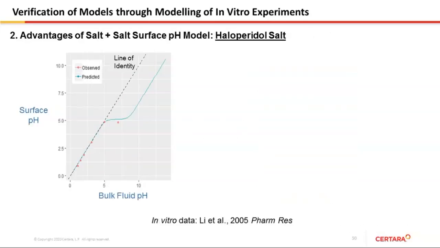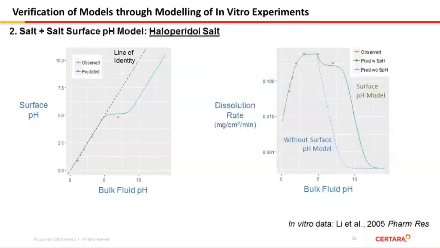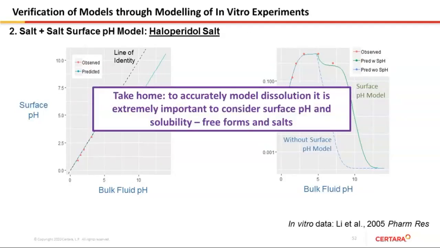In terms of salts itself, where we also have the surface pH model for the salt, you can see in this particular case deviation of the surface pH from bulk fluid pH above pH 5. When we apply this to dissolution modeling, you can again see major differences in terms of dissolution rate with and without the surface pH model. And the dots on all these plots are clearly the measured experimental data. So the take-home message here is that to accurately model dissolution, it's very important, or can be very important, to consider surface pH and solubility for both free forms and salts.